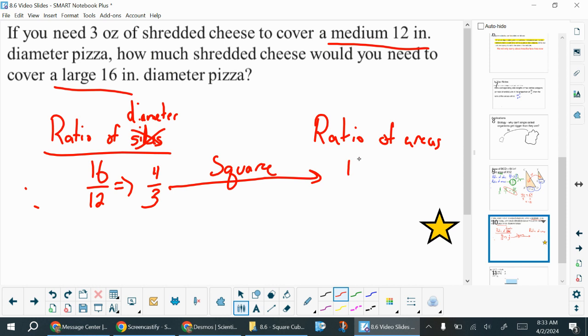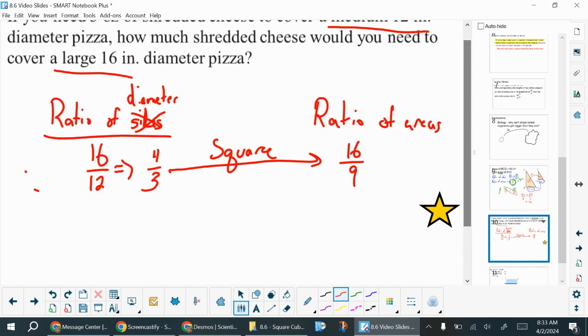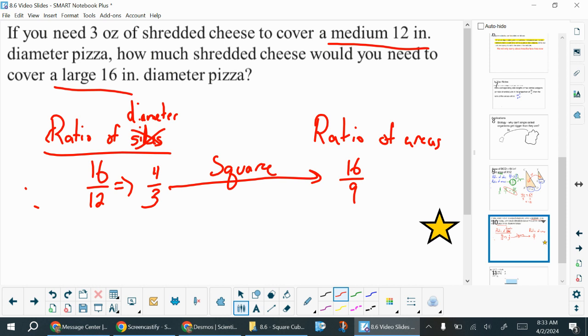Well, 4 squared is 16. 3 squared is 9. I know my ratio of areas is 16 to 9. From there, if I want to answer this question about how much cheese I need, I just need to decide, is cheese a length thing or is cheese an area thing?